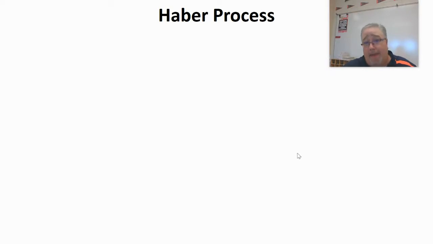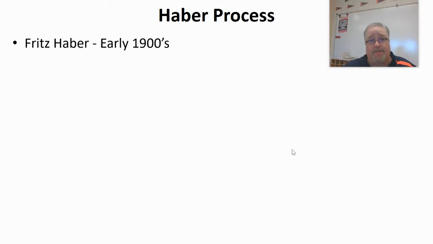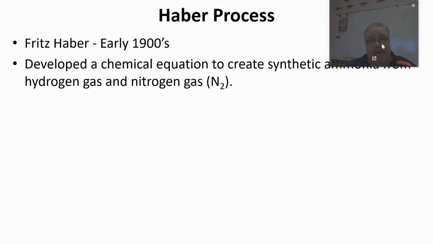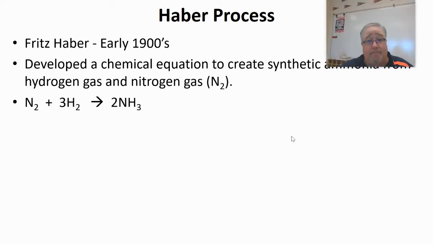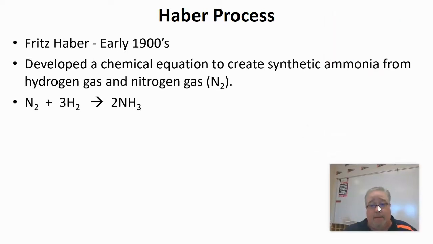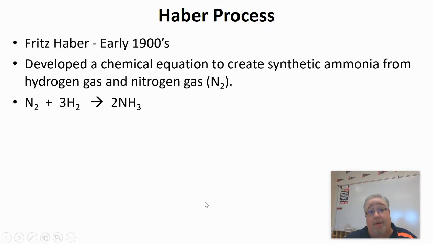So let's first talk about the Haber process or the Haber-Bosch process. There's a scientist named Fritz Haber. I believe he was German. I don't remember. But anyway, he was around in the early 1900s. And his claim to fame was that he came up with a chemical equation to create ammonia synthetically, like in a lab.